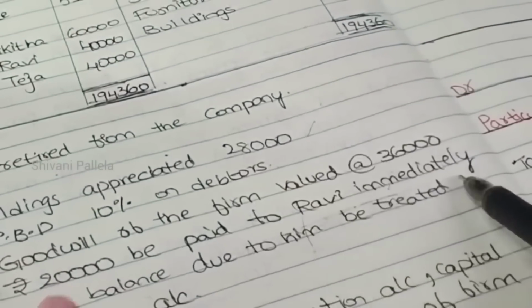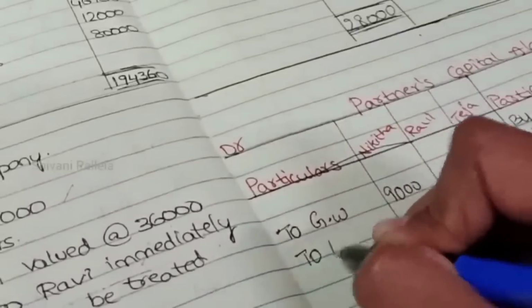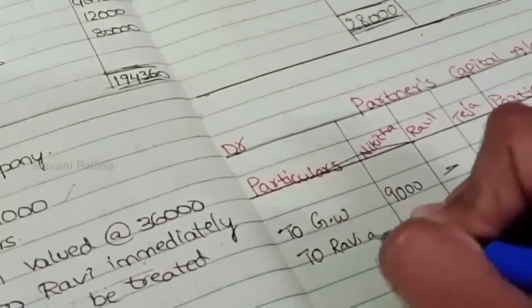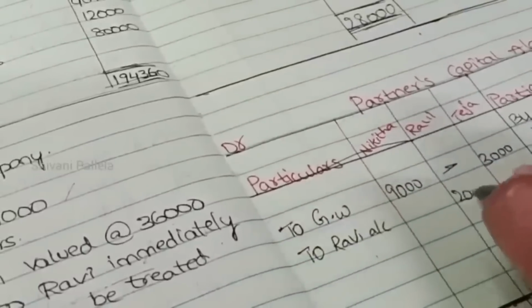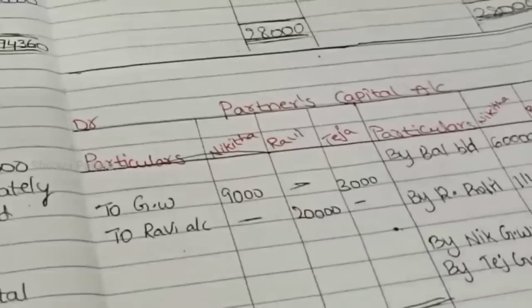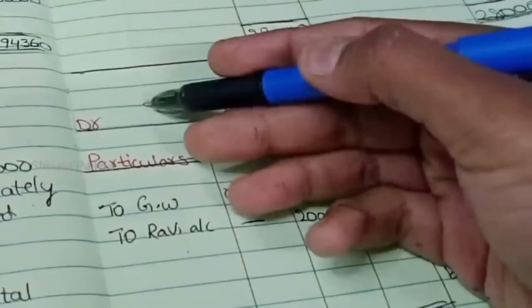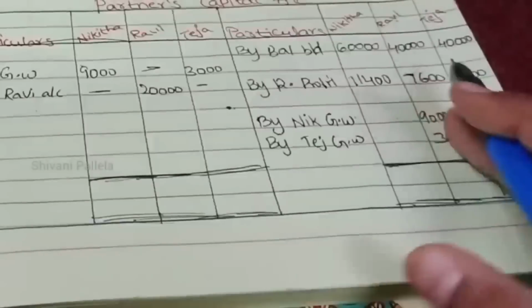20,000 paid immediately to Ravi. How much are we paying to Ravi? 20,000 to Ravi's account. We are paying, Ravi is receiving 20,000. That's the debit side. Just we need to total it.